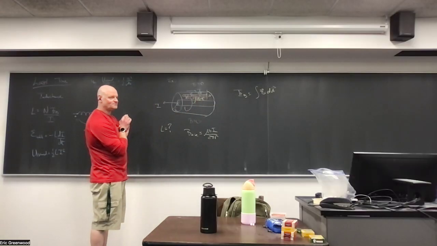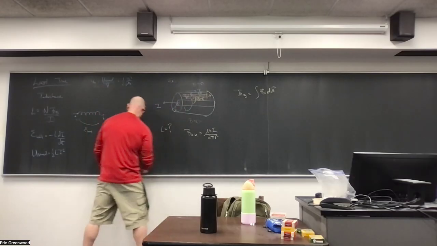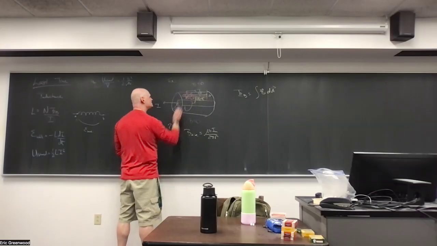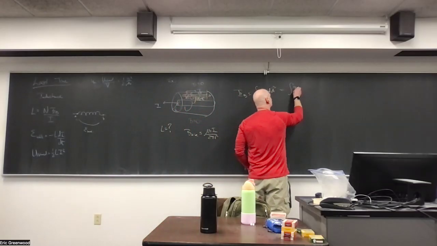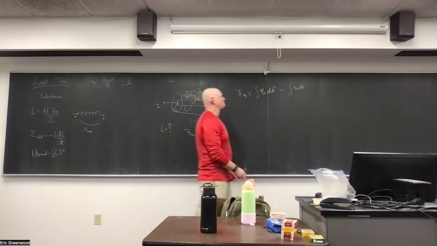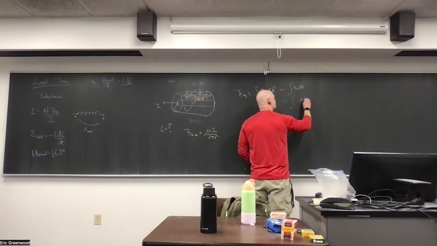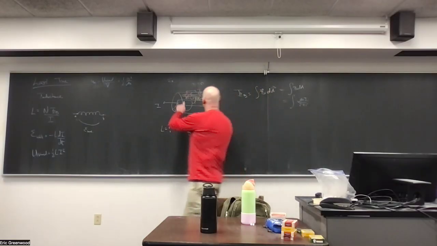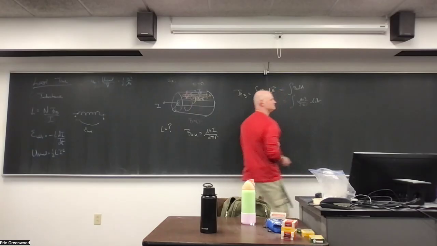Everybody's doing okay? Because my magnetic field is into the board, I'm going to take my differential area vector also into the board. So my dot product simply becomes 1. So the flux is equal to the integral of B dA. B, we know, for a wire is mu naught I over 2 pi r. My differential area is simply the length times the thickness, so this is L times dr.